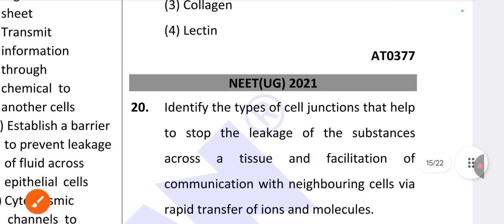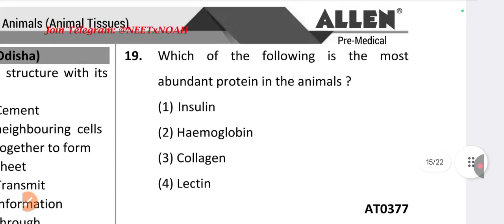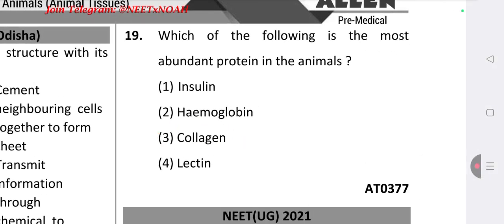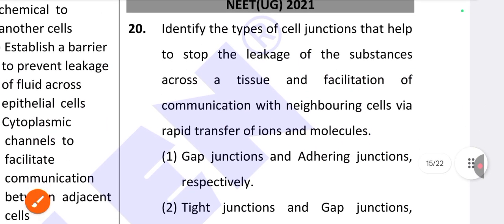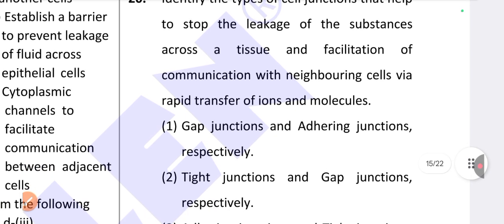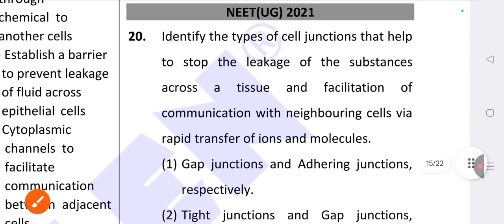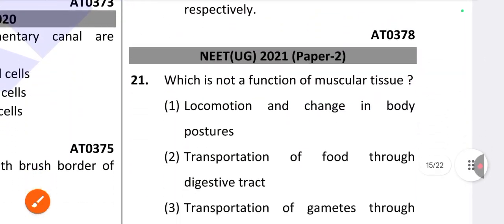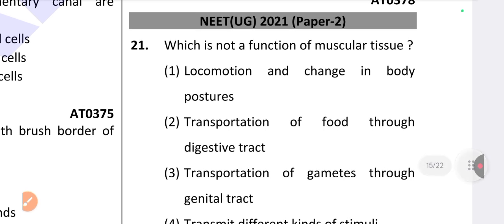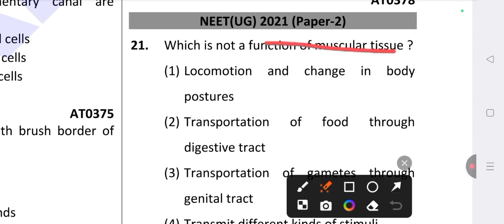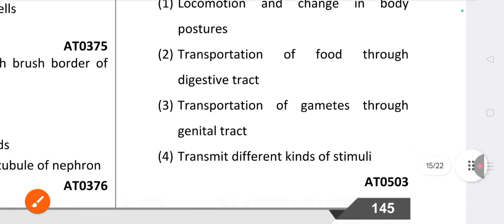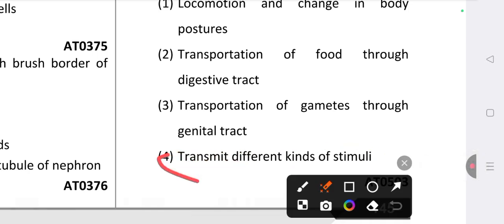Next comes 2021, let's see. Which of the following is the most abundant? So we know that is collagen. Identify type of cell junctions that help to prevent leakage. So to prevent the leakage, it is of course tight junctions is the right answer. Next 2021 question is, and 21st question is which is not a function of muscular tissue. Which function is not of muscular tissue? Answer is transmit different kinds of stimuli. It is function of nervous tissue, not the muscular tissue. Therefore, it is the answer.